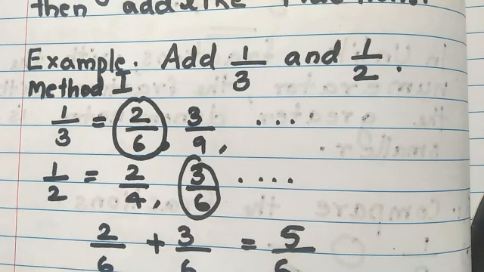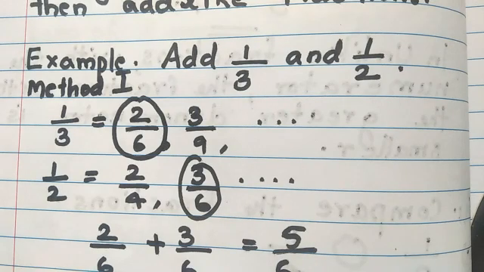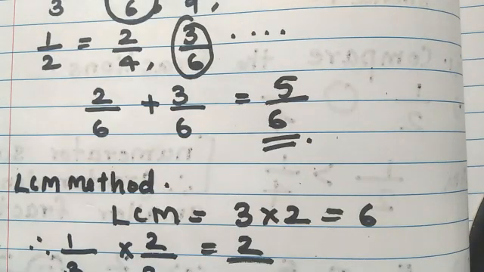So instead of adding 1 by 3 plus 1 by 2, we will do 2 by 6 plus 3 by 6, because they are like fractions among the group. So we will get the answer. Okay, you understood? By writing equivalent fractions.